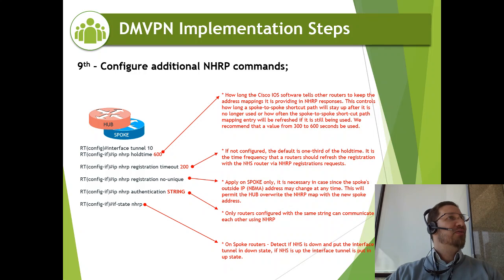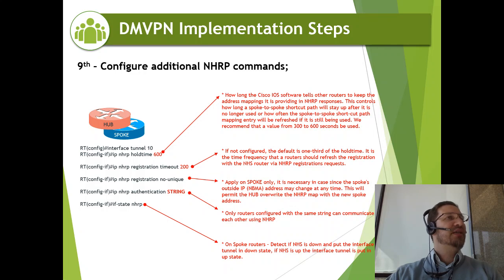The third command, registration no unique, use it only on spoke routers, okay, apply on spoke only. It is necessary since the spoke's outside IP, or the underlay IP address, may change at any time. Usually used on ADSL links of internet. This will permit the hub to overwrite the NHRP map with the new spoke address.